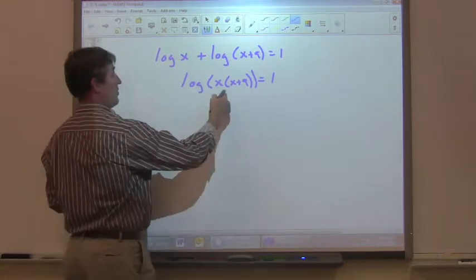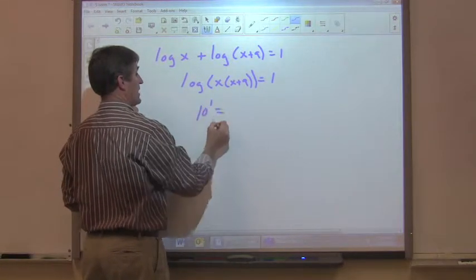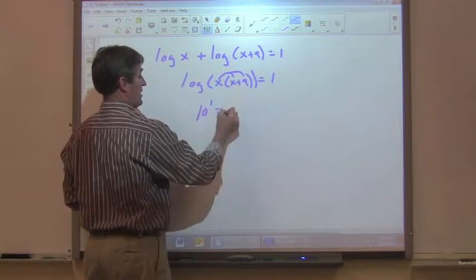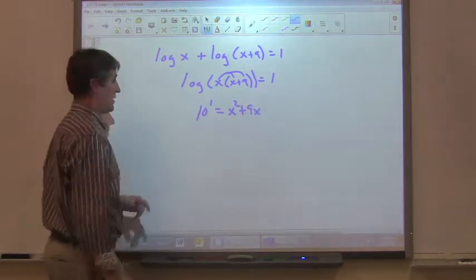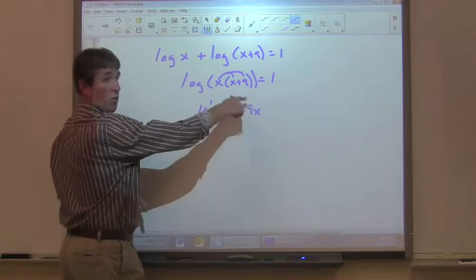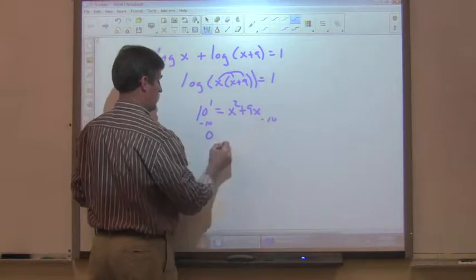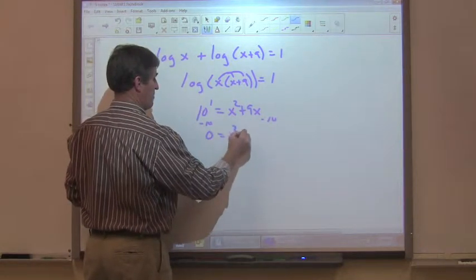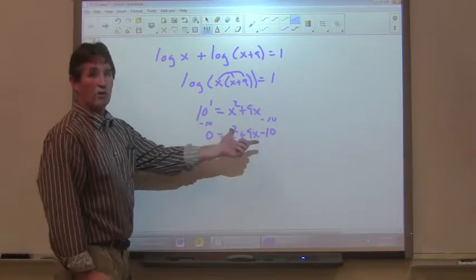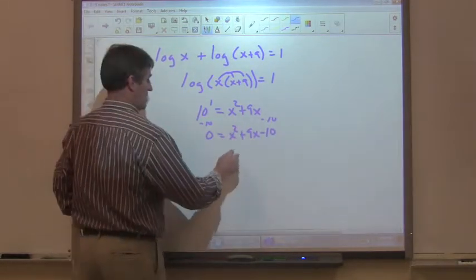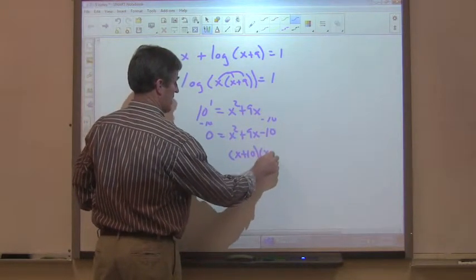Change it to exponential form. So that would be no base, so it's base 10. 10 to the first equals, I'm going to go ahead and distribute that, x squared plus 9x. 10 to the first is 10. It's a quadratic, so I have to set it equal to 0. So I'm going to subtract 10. So now remember, with a quadratic, you could use the quadratic formula. I'm going to factor this into x plus 10 times x minus 1.